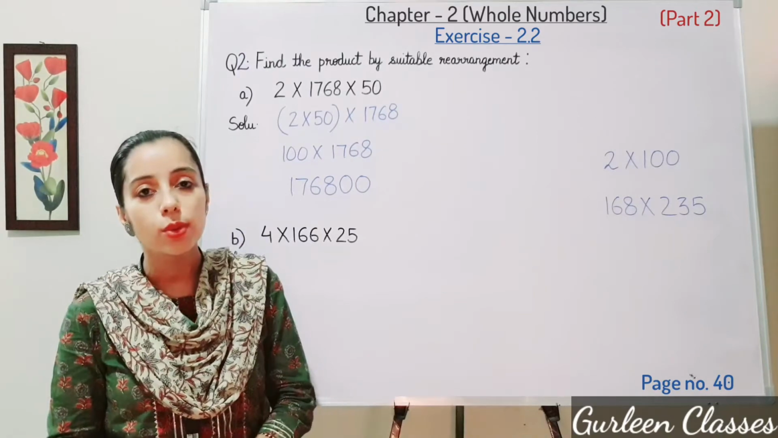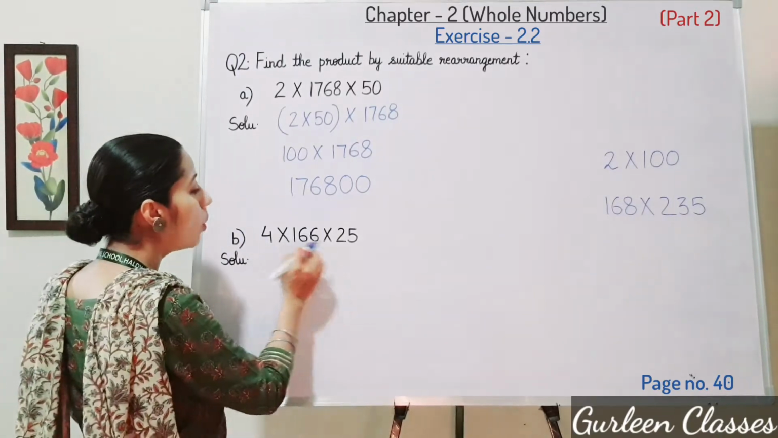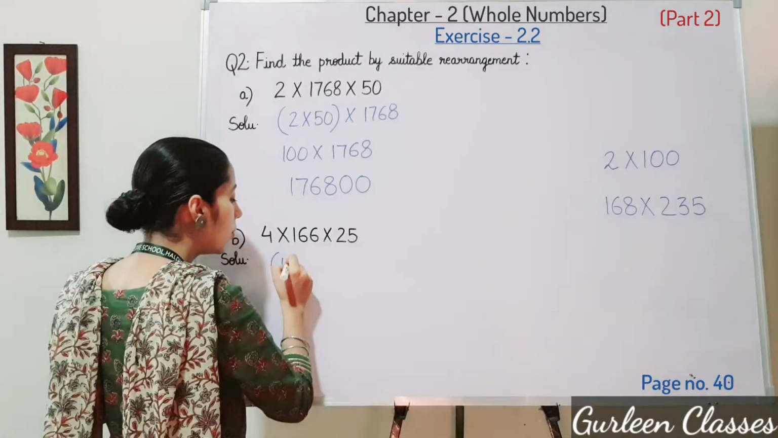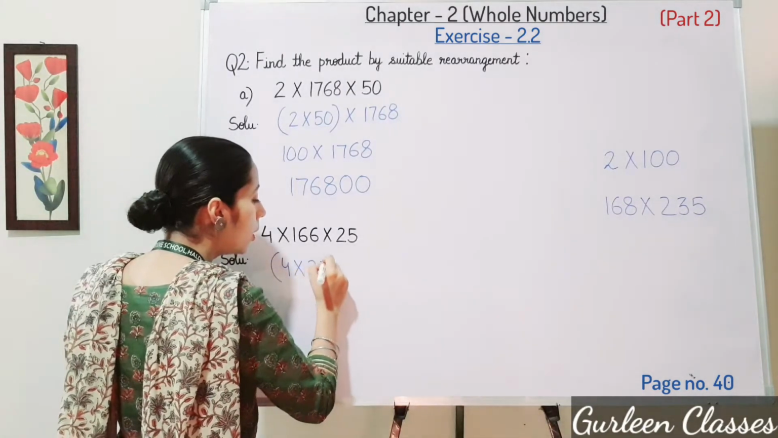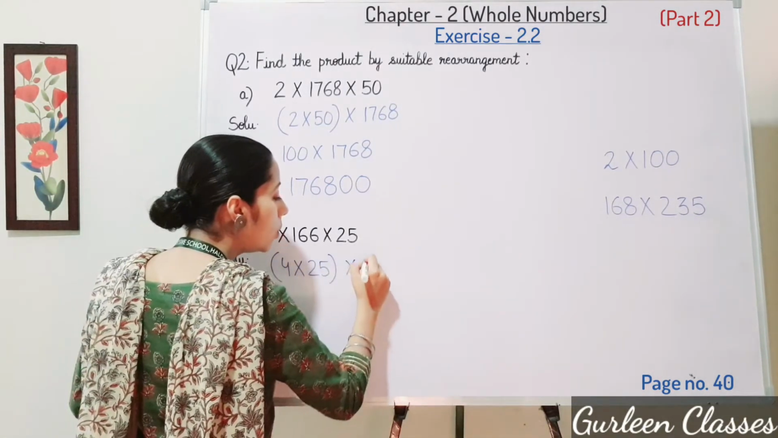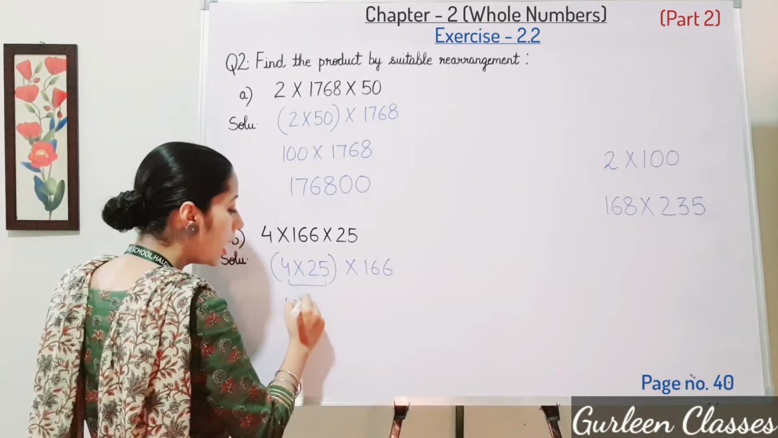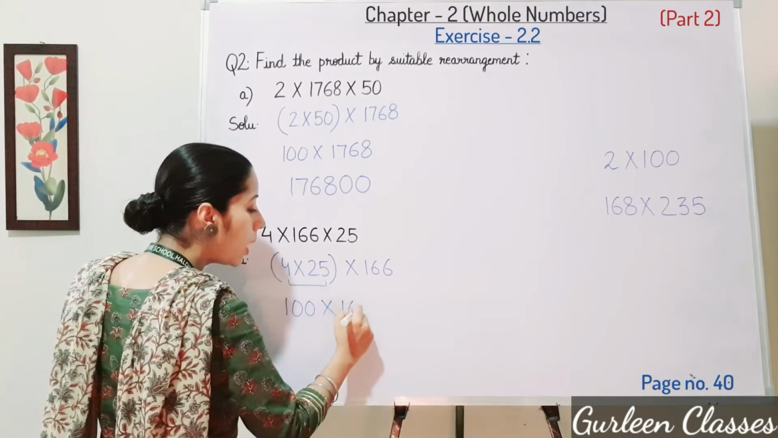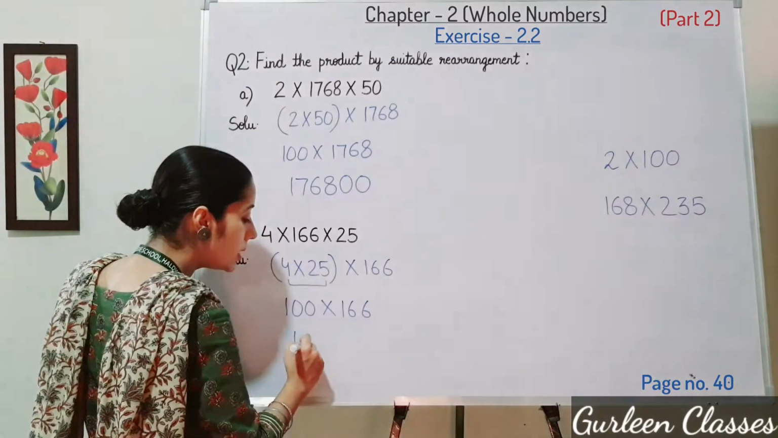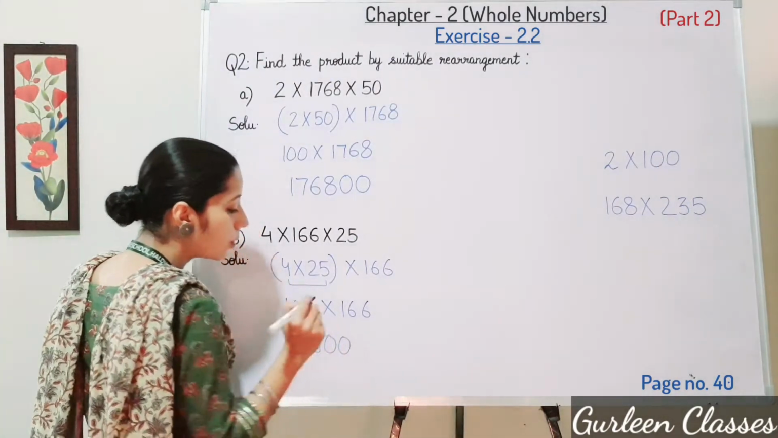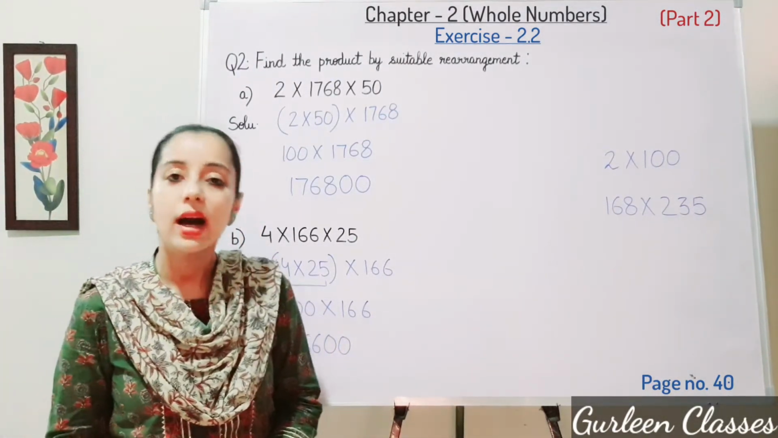B part: 4 into 166 into 25. Same way we have to do this. Let us take the pair 4 into 25. 4 into 25 into 166. 25 fours are 100 into 166. So your answer is 16600. You just multiplied by 100.